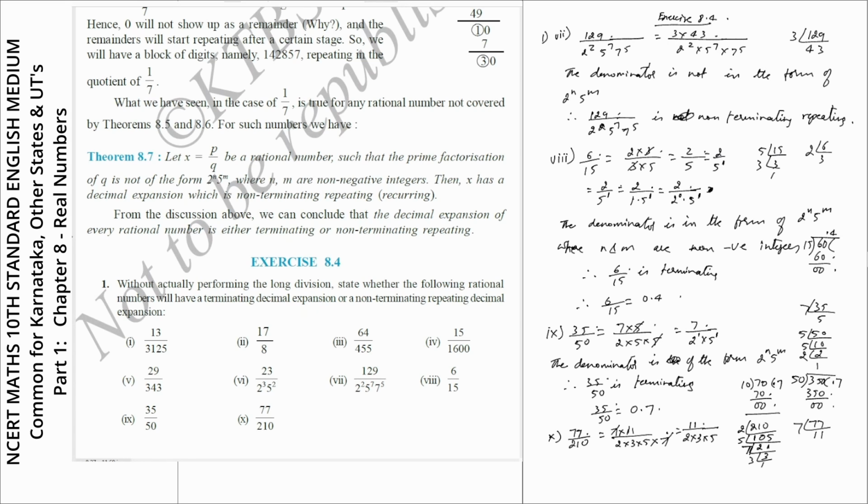So this is non-terminating. The denominator is not in the form of 2 power of n into 5 power of m. So apart from 2 and 5 as the factor, even 3 is there. Therefore 77 by 210 is non-terminating repeating.